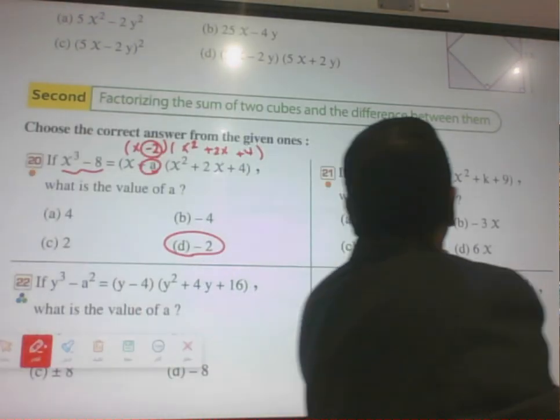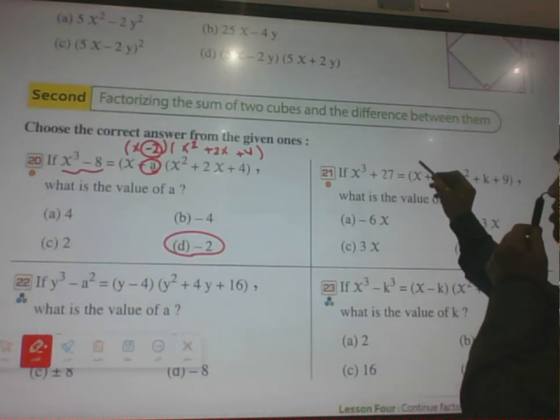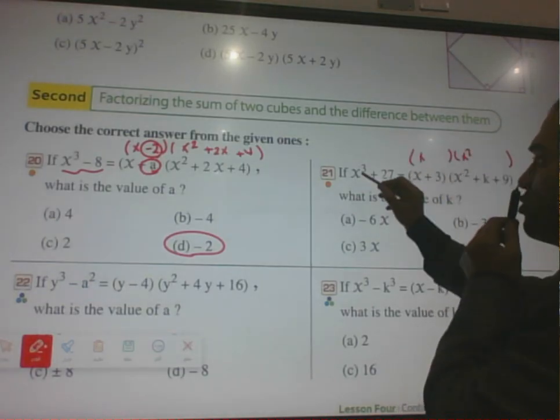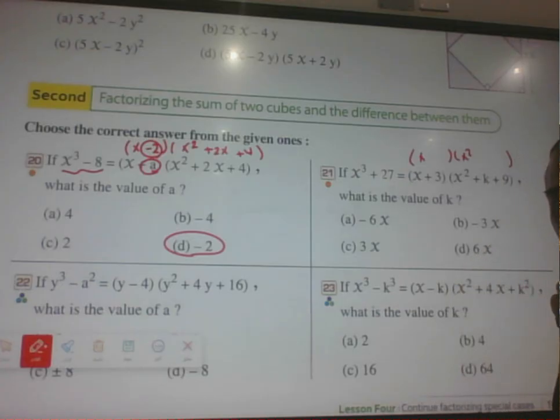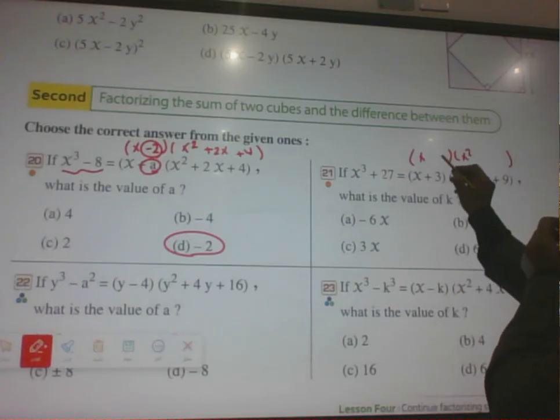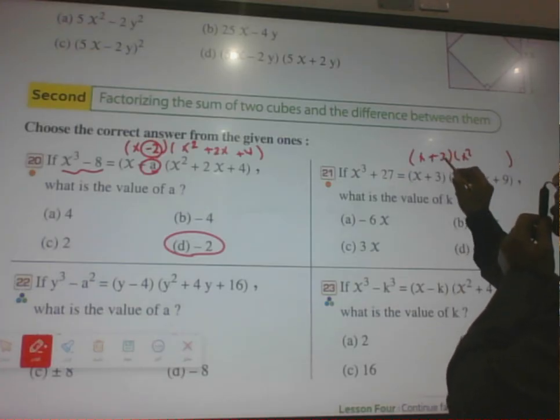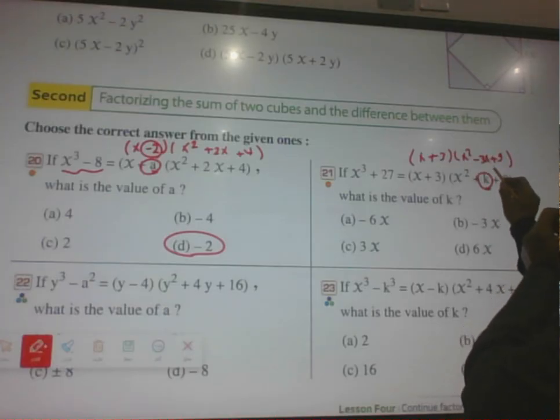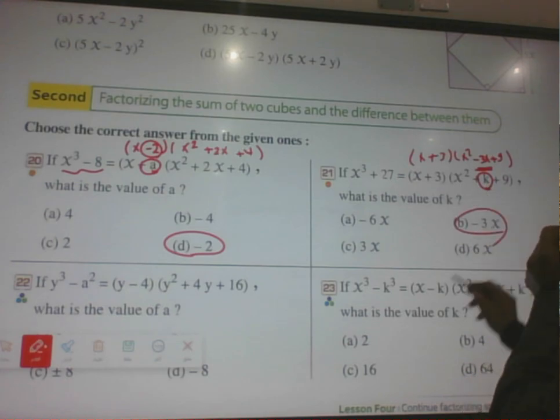In the next expression we also factorize, with x multiplied by x power 2. The cubic root of the first and the cubic root of the second: the cubic root of 27 will be 3, and then 3 power 2 is 9. In the middle, first times second with the sign changed, negative 3x. He asked the value of k, which will be negative 3.